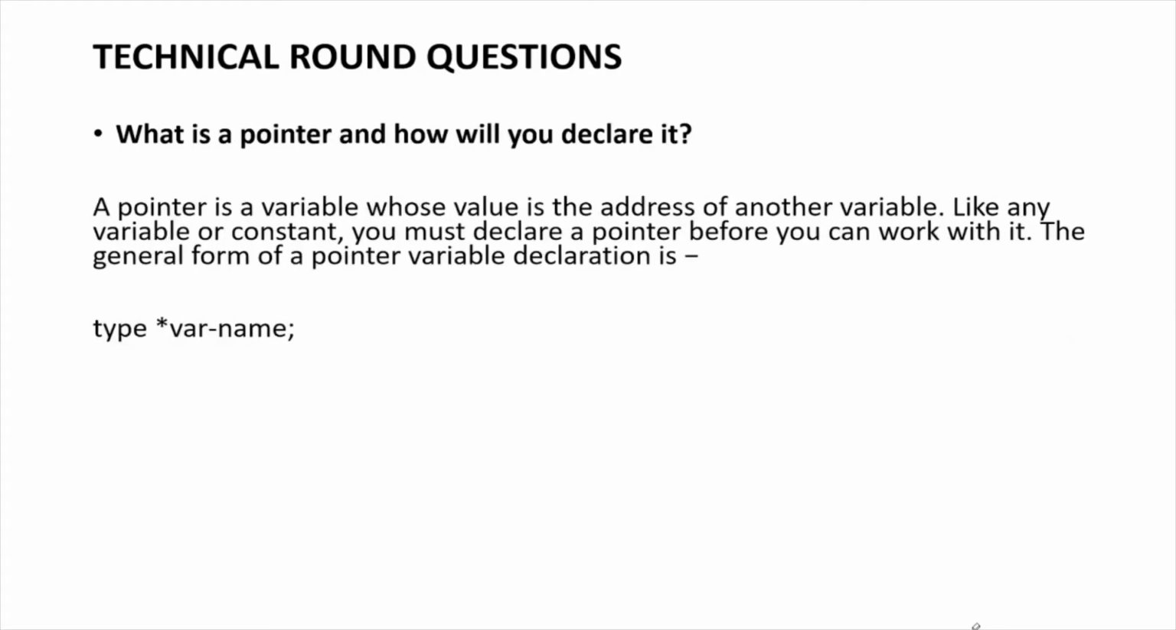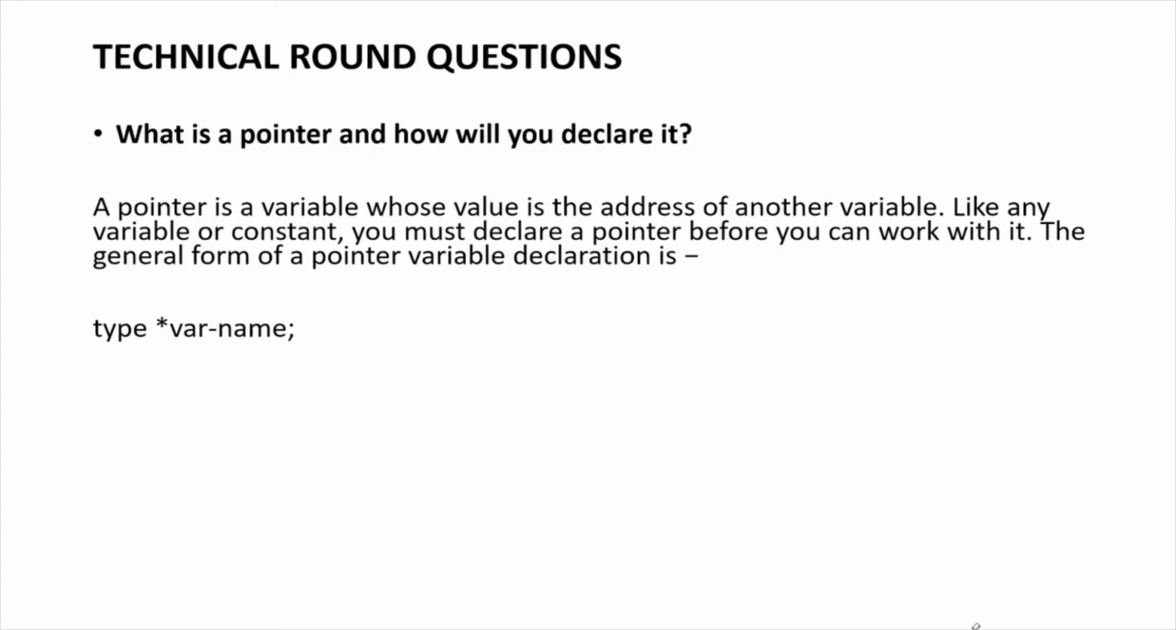What is a pointer and how will you declare it? I guess everyone will know pointers, because even if you are from computer science or from any other non-core branch, you must have studied C language at least. A pointer is a variable whose value is the address of another variable. Like any variable or constant, you must declare a pointer before you can work with it. The general form of pointer variable declaration is: first we write the type of the variable, like int, char, float or any other type, and then we give an asterisk sign and the variable name.